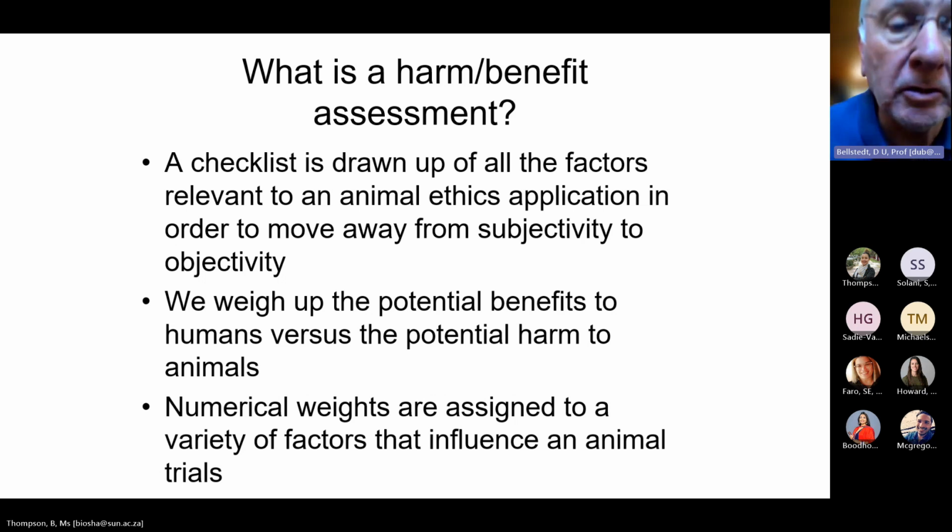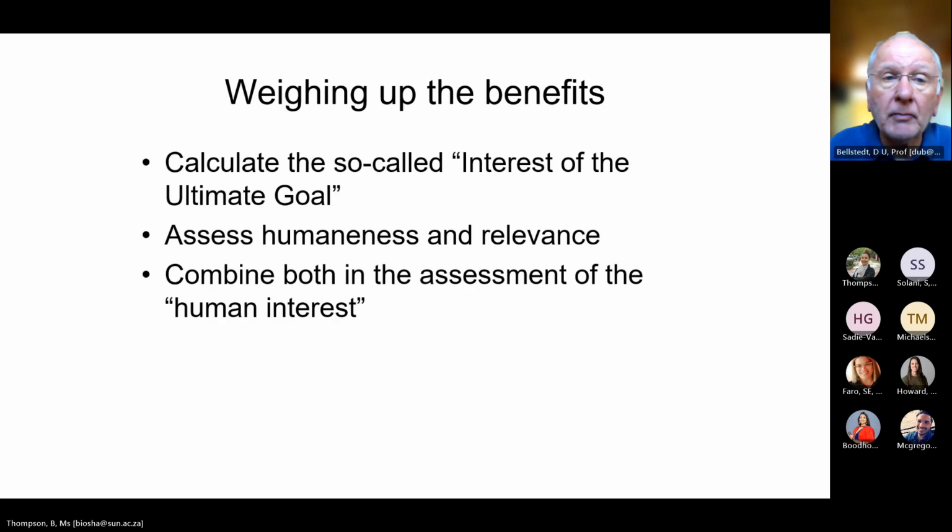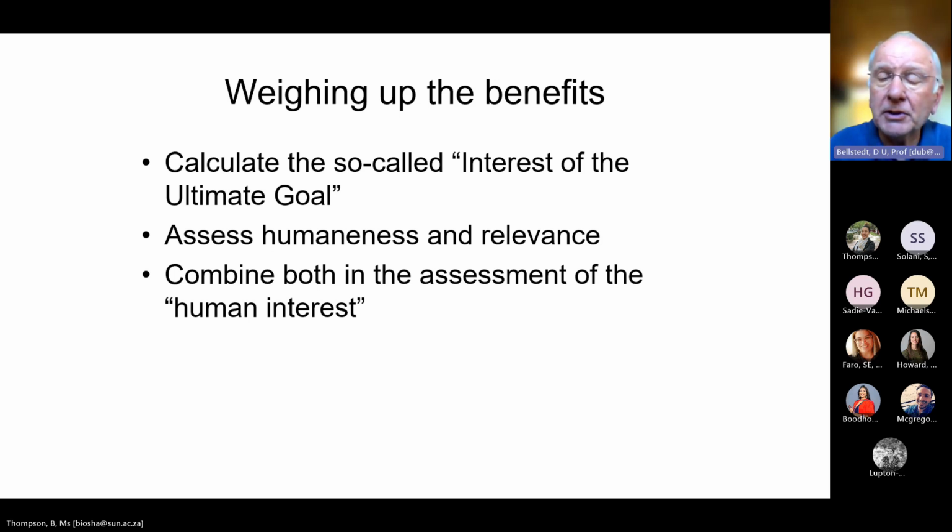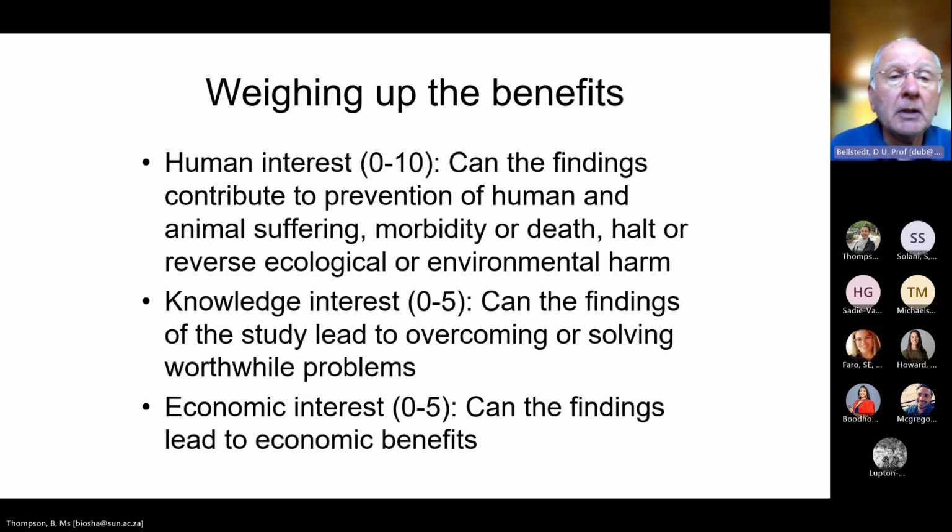And we try to assign numerical weights to a variety of factors that have an influence on animal trials. And this now sounds a bit bizarre because these terms are a bit funny, but I'm specifically referring to one of these tools, and that is we calculate the interest of the ultimate goal. In other words, is it justified? We assess the humaneness and the relevance, and we combine both in an assessment of human interest. So this is why are we wanting to do this? We're weighing this up against the animals. So human interest, one back please.